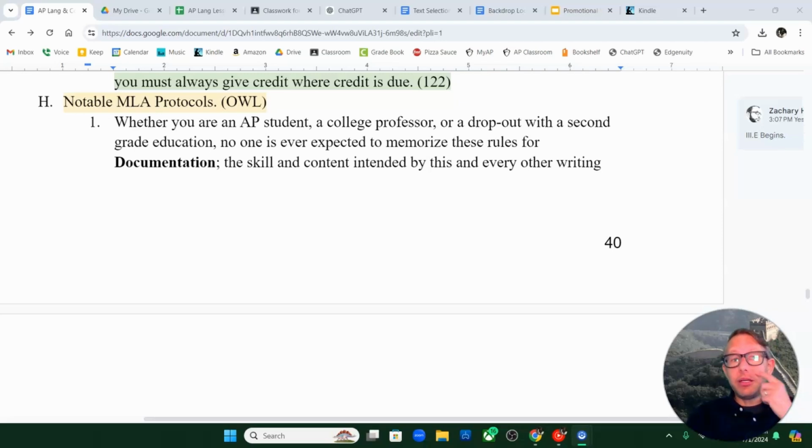What is it? Well, it's the notable MLA protocols. Obviously, after having spent some time in the last couple of lessons talking about documentation and citations and things of that sort, we need to actually know, well, what are they and how do they work? And I understand that most of you know what they are. In addition to how they work, it's the nitty-gritty details that you probably don't have memorized and that, like I said, I don't expect you to have them memorized. So I'm just going to be covering some of the basics here today.